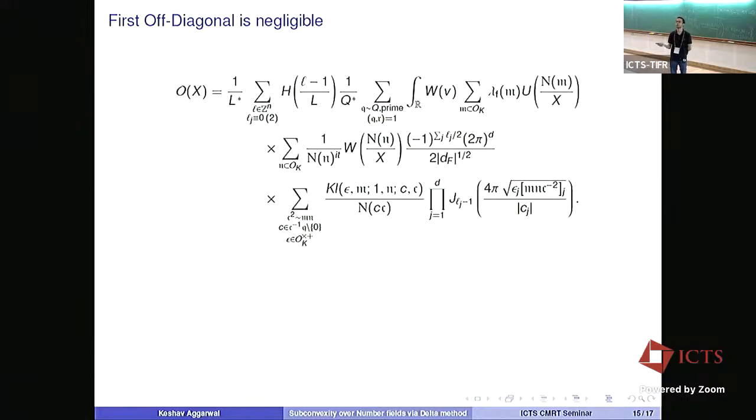It is entirely possible that one does not need to translate it, and one is actually able to do this approach over a general number field. But that is not something that we have looked at yet. That is also an open direction that we would like to pursue and see what happens.